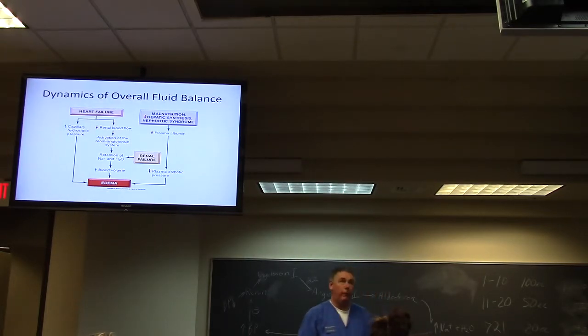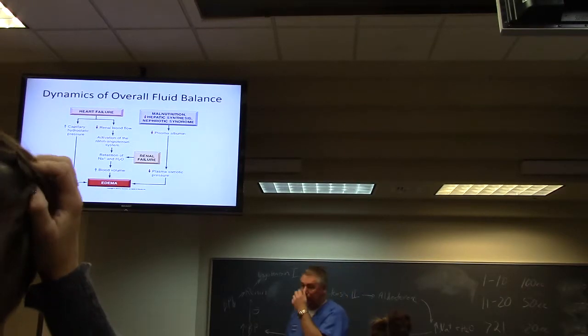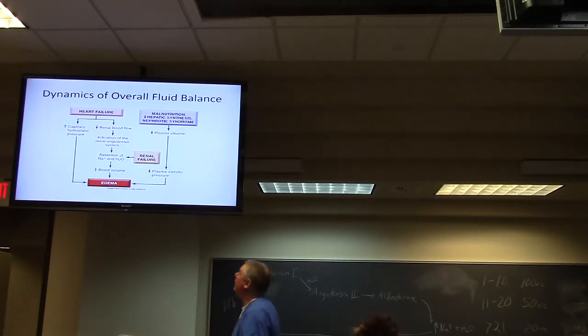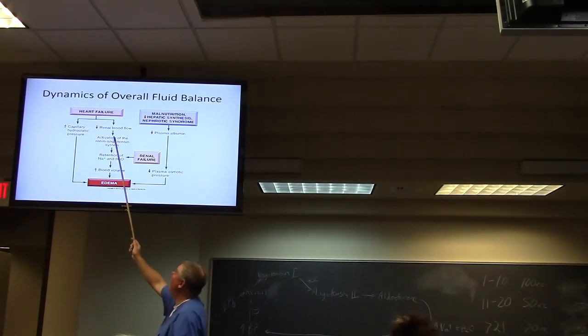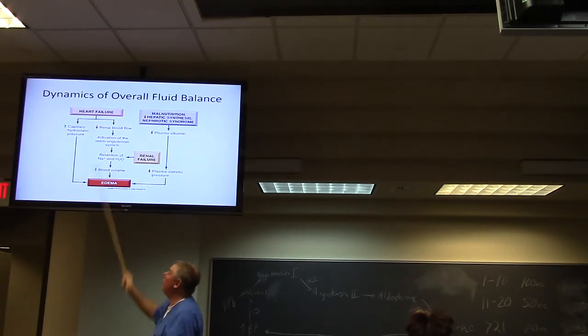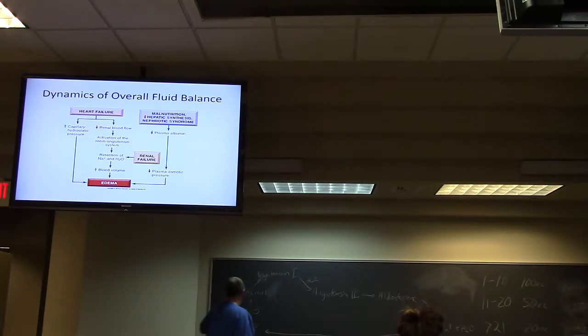Dynamics of overall fluid balance. In heart failure, congestive heart failure, we'll cover later on when we deal with right and left heart failure. But essentially, you have a decrease in the amount of blood flowing through the kidneys. Decreased renal blood flow means activation of the renin-angiotensin system. If you have a drop in blood pressure, you're going to secrete renin.